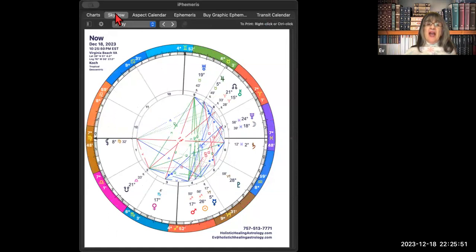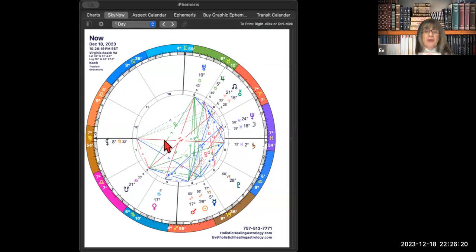So the sky now, if I could get it to work, here it is. This is what's going on this moment in Virginia Beach, December 18th at 10:26 p.m. If somebody was born in Virginia Beach right now, this is what the sky would look like. But this is what's happening now. So these are real planets.